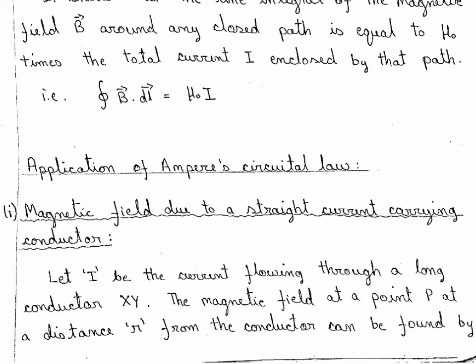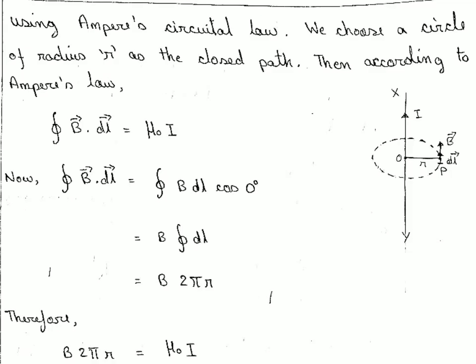So to use Ampere's Circuital Law, again we have to enclose this current carrying conductor by a closed loop. In this case, we choose a circle of radius r as the closed path or the closed loop. Then according to Ampere's law, we have line integral B dot dl is equal to mu naught I. Now we evaluate first this line integral.